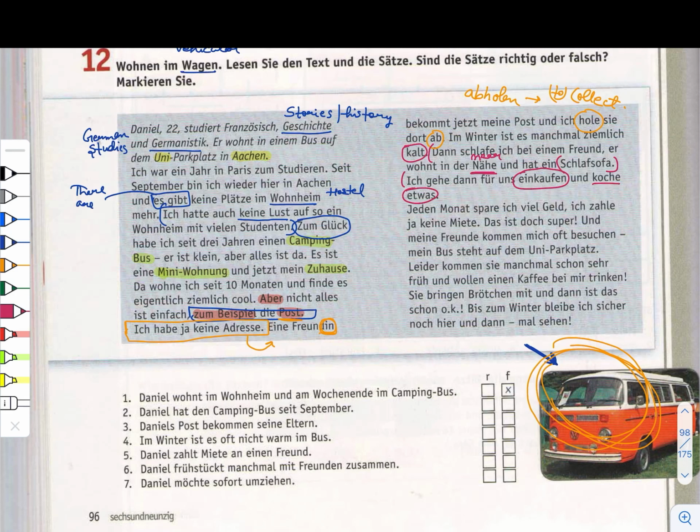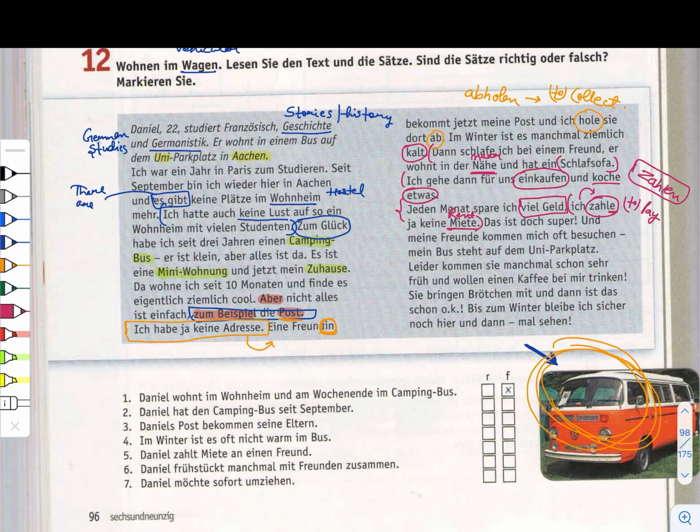Okay. Jeden Monat spare ich viel Geld. Now every month I save a lot of money. Okay, because he is living in a bus, he doesn't need to give the rent. Ich zahle ja keine Miete. Here that's what he is telling, that I don't need to pay the rent. Okay, and zahlen means to pay. Okay, zahlen, and it's conjugated with e according to ich. Da ist dort super, and that is super.